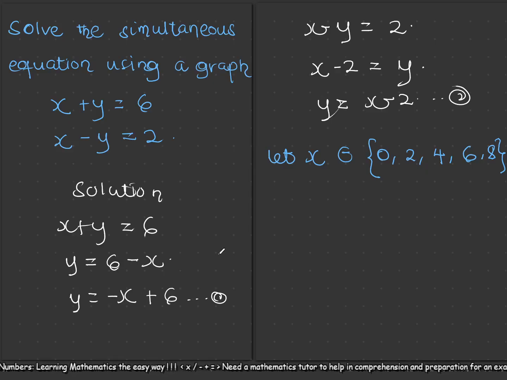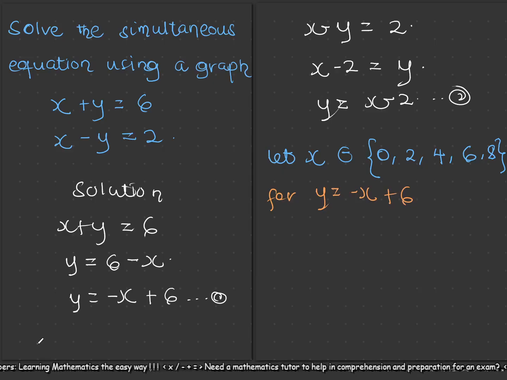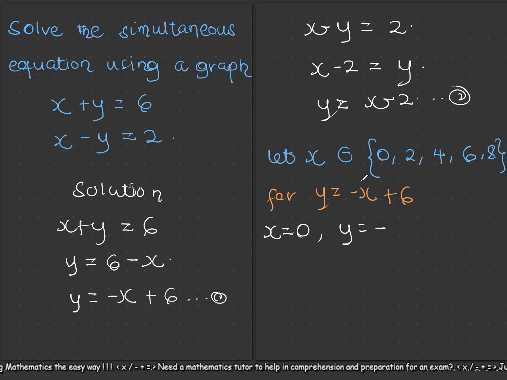So for y equals negative x plus 6, that is equation 1. We are starting from x being 0. So if x equals 0, then y is equal to negative 0 plus 6, since we are substituting 0 in each case. And that gives you a 6.